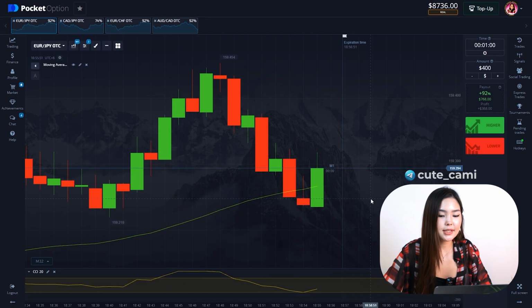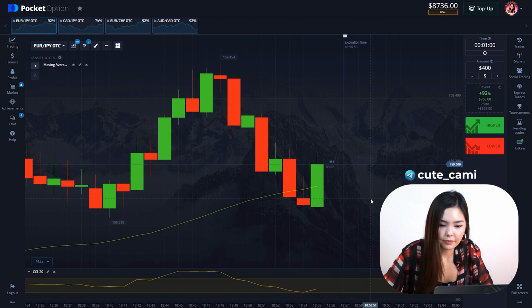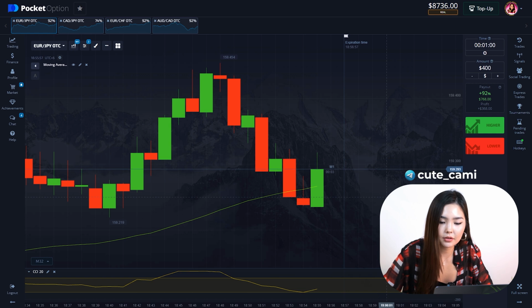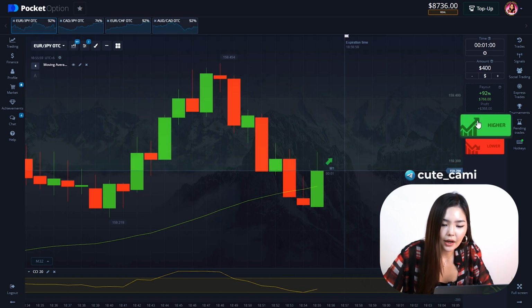One candle before, CCI crossed the 100 level. If the candle is going to close higher than MA, I will enter an up trade. Yeah, I enter.